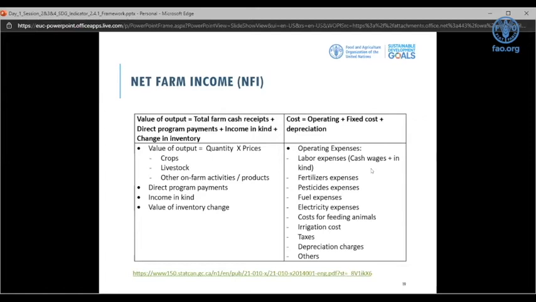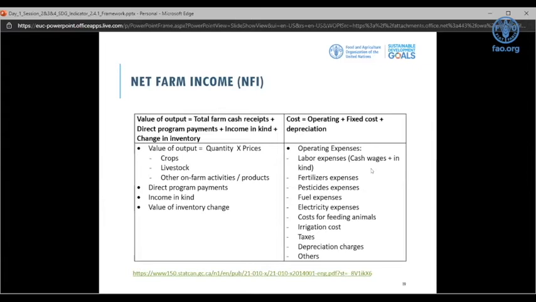For crops, if it is a crop producing agriculture holding, for livestock, if it is a livestock focused agriculture holding, or a mix of both. If there are other secondary activities on top of crops and livestock, which I explained yesterday in my presentation as part of the productivity sub-indicator, then we would need their quantities and prices as well. But so far, in terms of data items, we are asking nothing new. This is the same information that will be utilized for the productivity sub-indicator as well as for the net farm income sub-indicator.